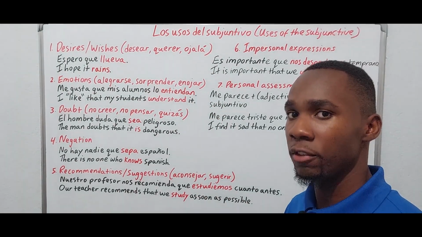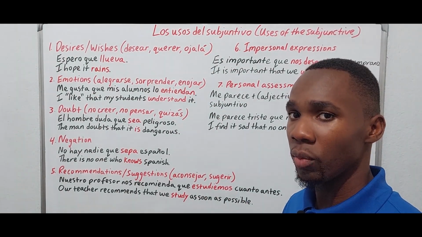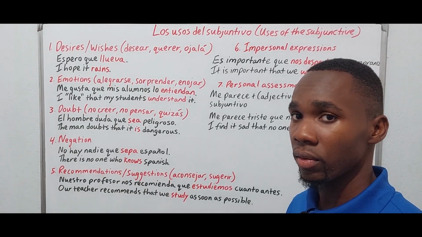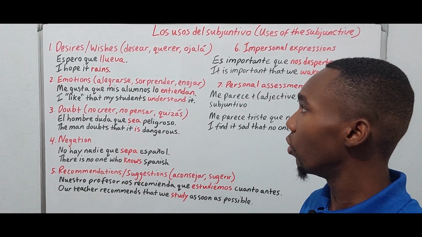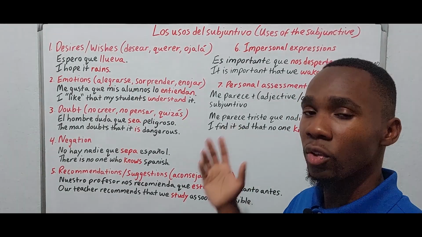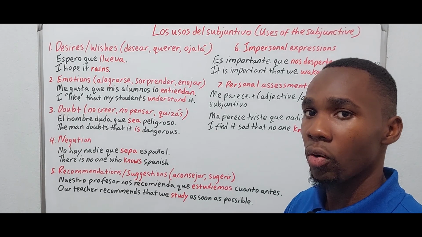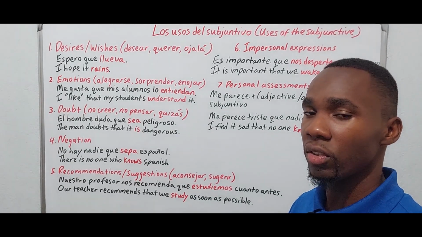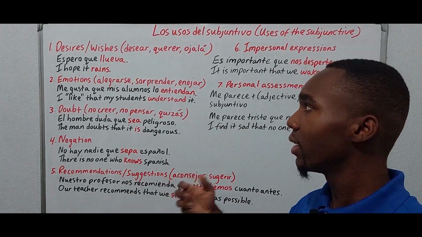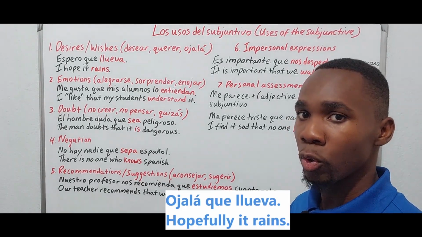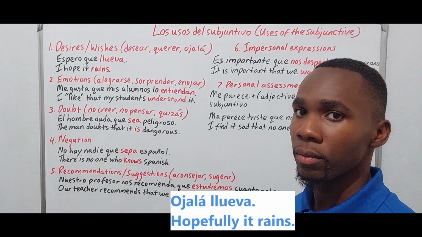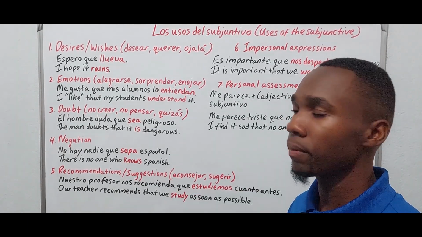Ojalá is not a verb, but it's an expression that we use to express desires, okay? So ojalá means like hopefully, right? And it is worth noting that we can say ojalá que or ojalá, but we must use the subjunctive with it. So you could say ojalá que llueva, hopefully it rains, or ojalá llueva, hopefully it rains, okay?